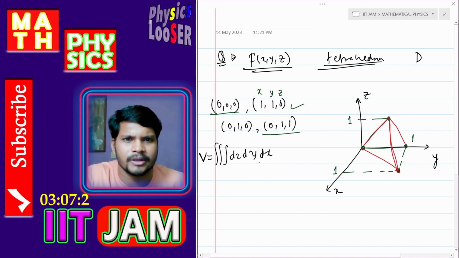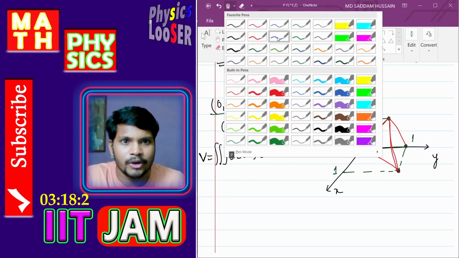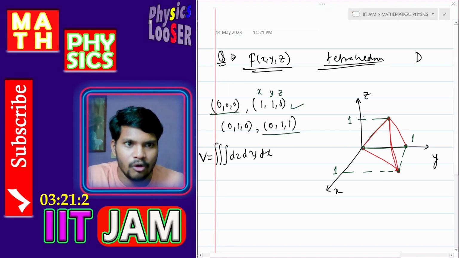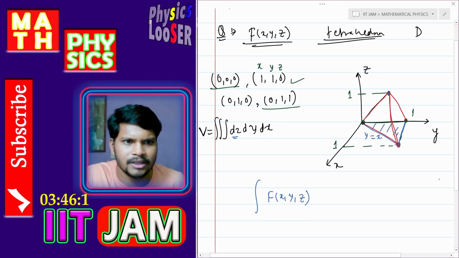Now you have to find the volume integration of this function over this tetrahedron. The concept says that first you have to take a shadow of this, which means you have to find the shadow on the xy plane. The xy plane is bounded by this line, let us say y is equal to x. So this is a triangular structure over here. What you have to do first is find the limits of dz, and I'm writing here x, y, and z. This is the function, and I need to find the limits.